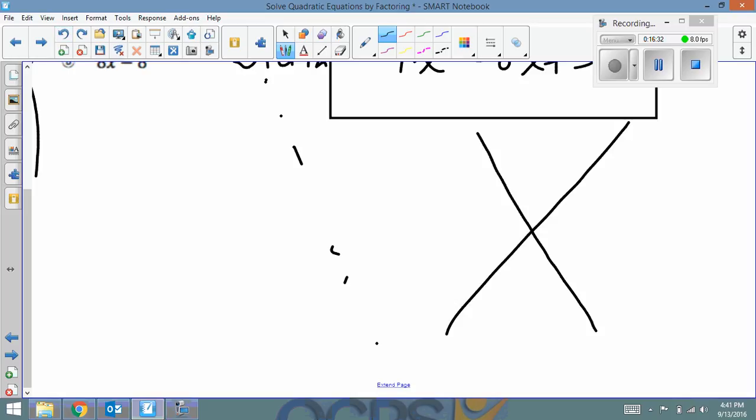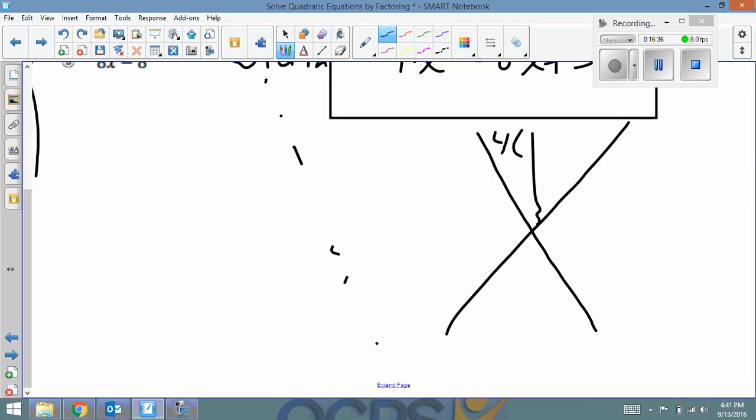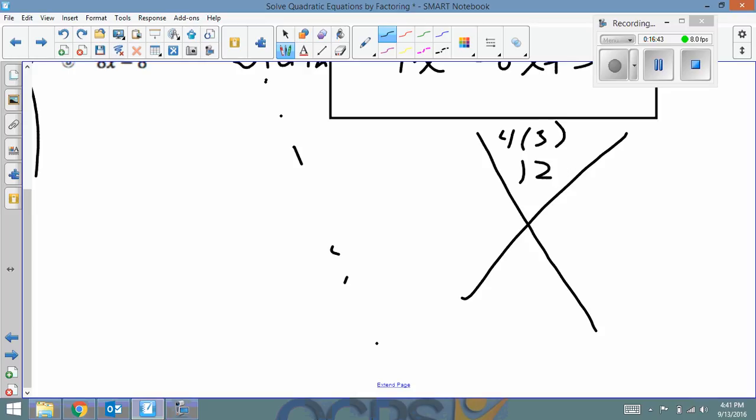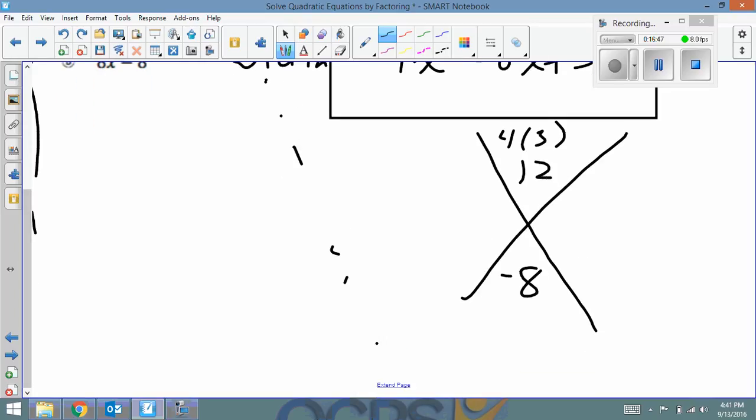Okay, a times c, so a is 4. C in this case is 3, so that's going to be 4 times 3, which is 12. Our b in this case is negative 8. So I need two numbers that multiply to get 12, but add to get negative 8. So that's going to be negative 6 and negative 2, because negative times negative makes a positive, but when I add them together, they'll add to make a negative.